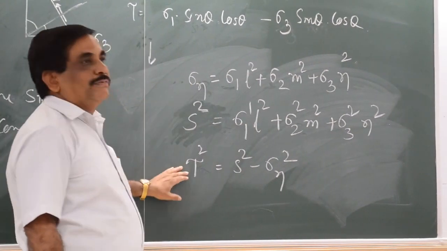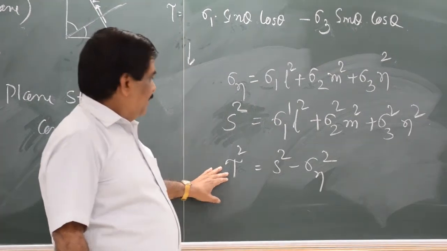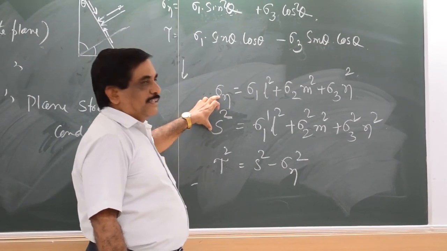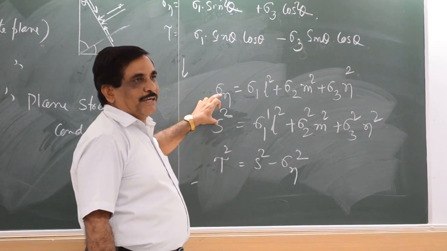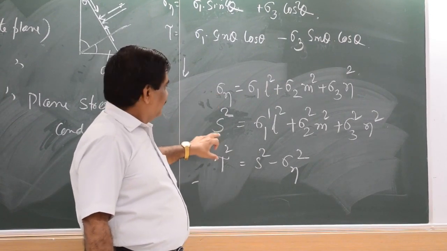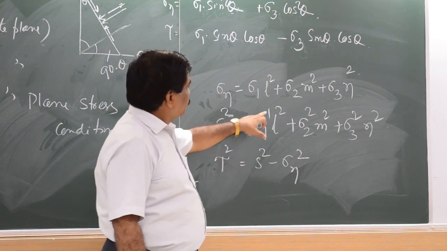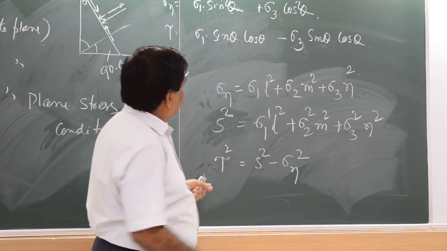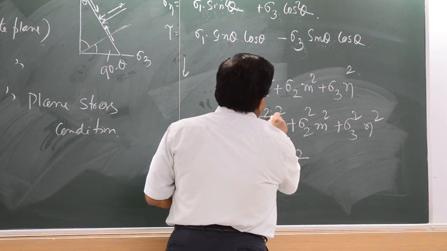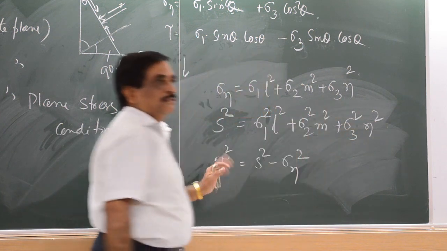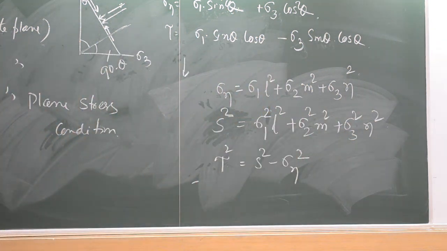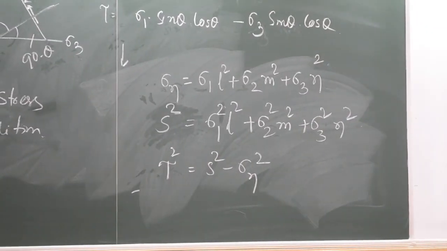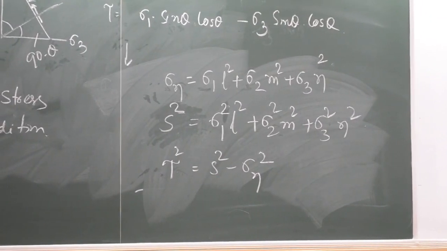Sigma and tau. A square minus n square. So now you can find out what is the normal stress and what is the shear stress on a plane where it is cutting all the three axes.